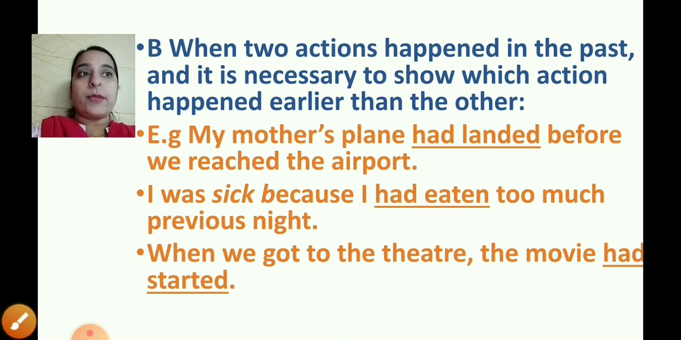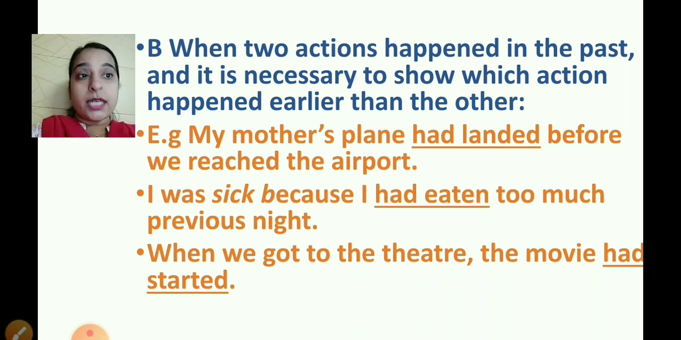When two actions happened in the past and it is necessary to show which action happened earlier than the other. My mother's plane had landed before we reached the airport. So the plane had landed, that is the first action. And second action, before we reached the airport. Now I was sick because I had eaten too much the previous night. So I had eaten too much the previous night, that is the first action. And because of that, I was sick, or I had fallen sick. So I was sick because I had eaten too much the previous night.